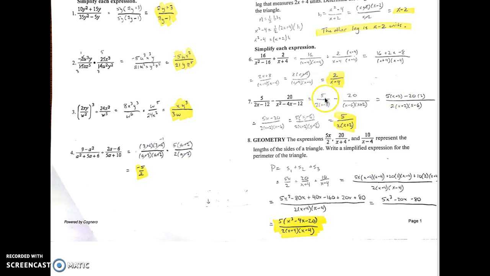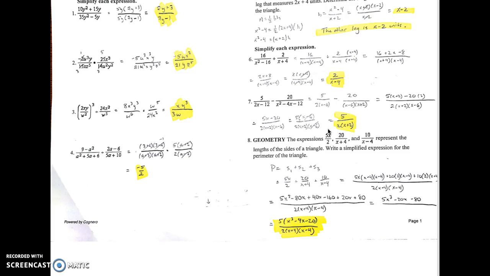For my numerators, this needs the x plus 2, so I did 5 times x plus 2, minus this thing needs the 2, so 20 times 2. That's how I got all this stuff here. Then I just simplified out the numerator, and I got 5x minus 30, and I factored the 5 out of each term. I was left with x minus 6, so my x minus 6's cancel, and my final answer is 5 over 2 times x plus 2.